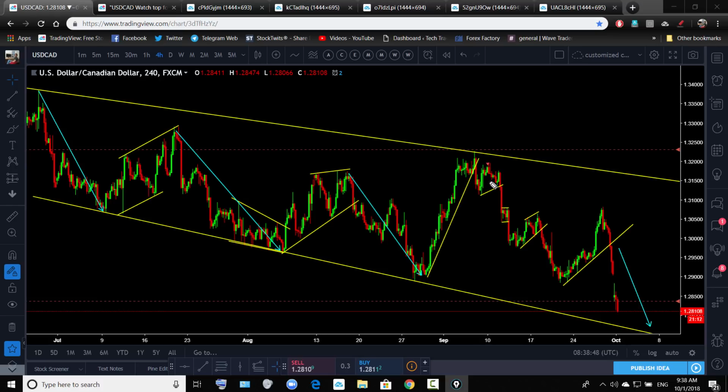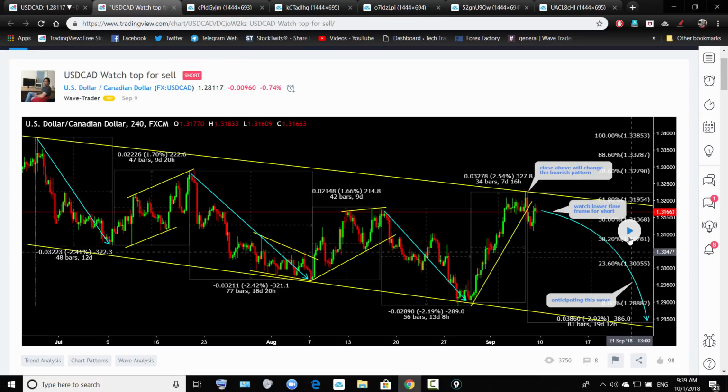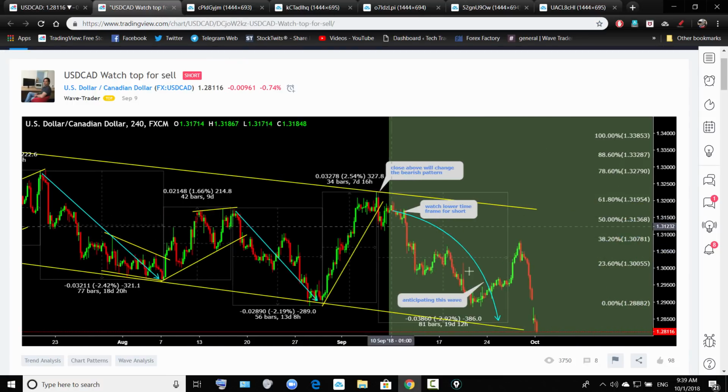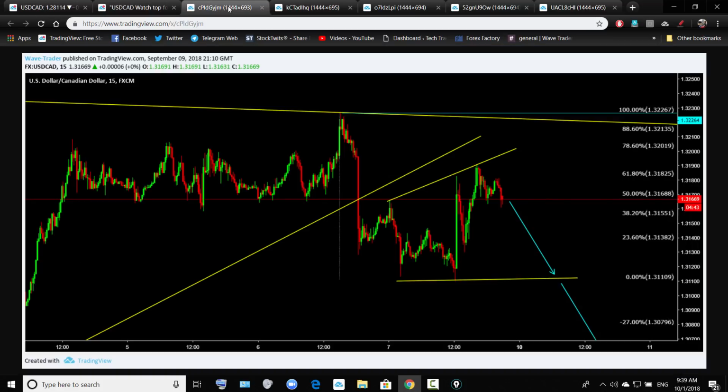So we were looking for a sell on dollar CAD from that top, and we were expecting that wave. Price reached the target, and it went the way we were expecting from that top. So what was the setup? That was the wave we were looking for. There were a couple of setups within that wave for short term.